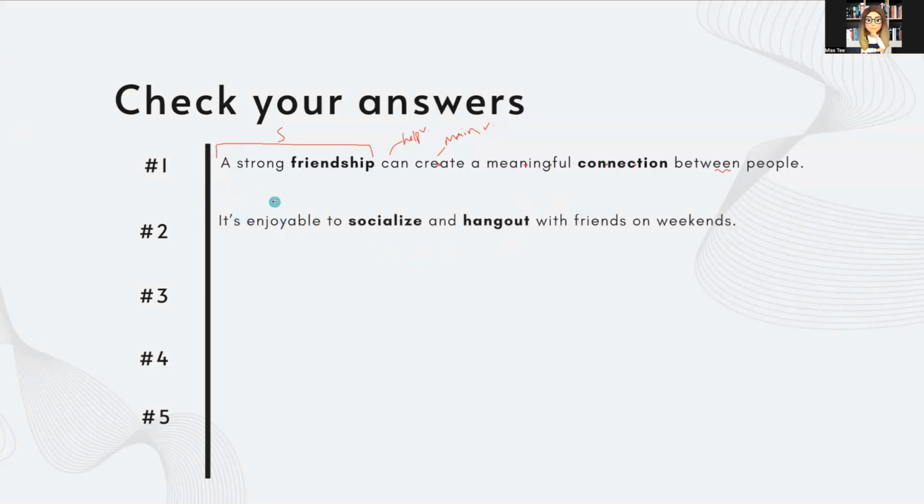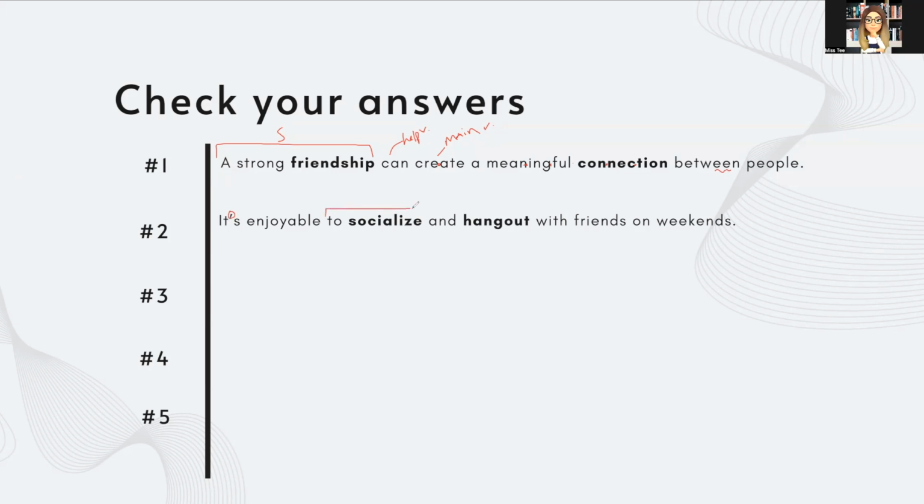It's enjoyable to socialize and hang out with friends on weekends. So it is enjoyable. Enjoyable is an adjective. So we have the form of be here, but it's contracted with the pronoun it. So it is, instead of that, we're having it's. We need the apostrophe here to replace the I and is. Enjoyable is our adjective, like I said.